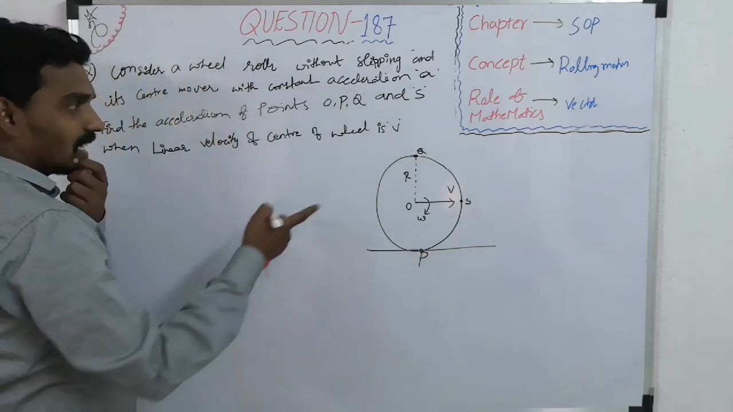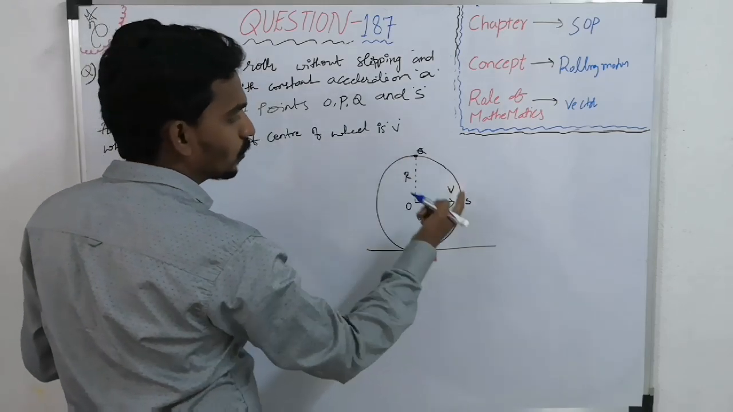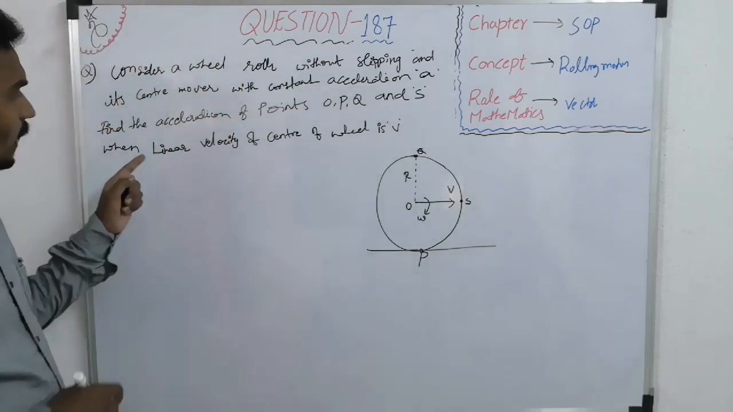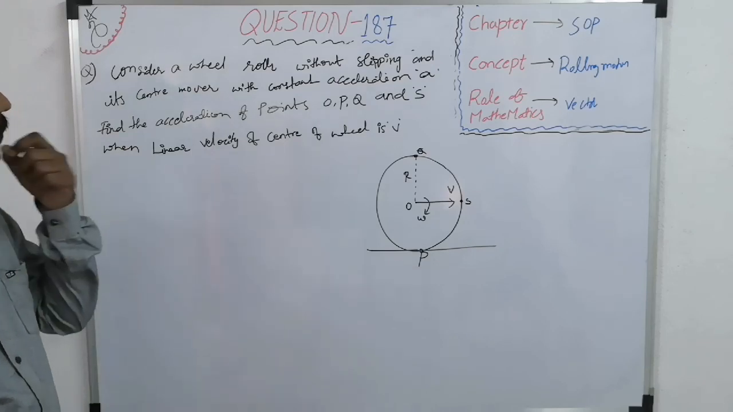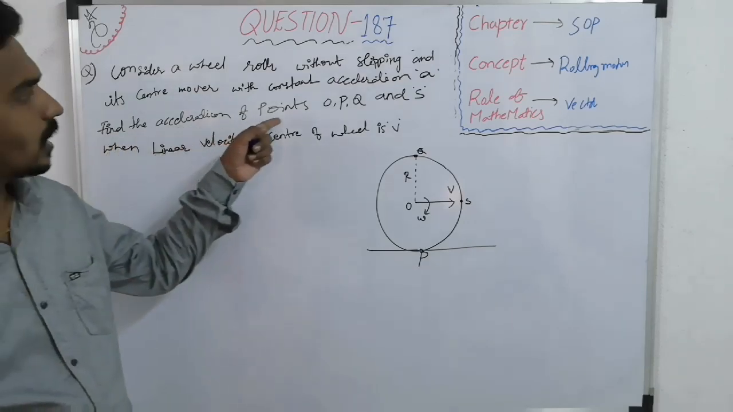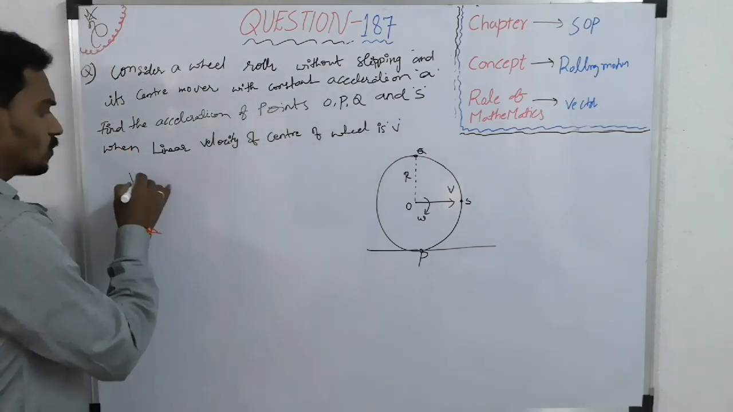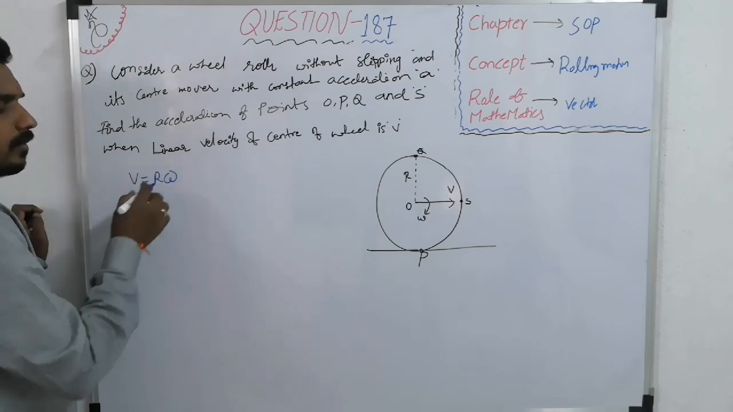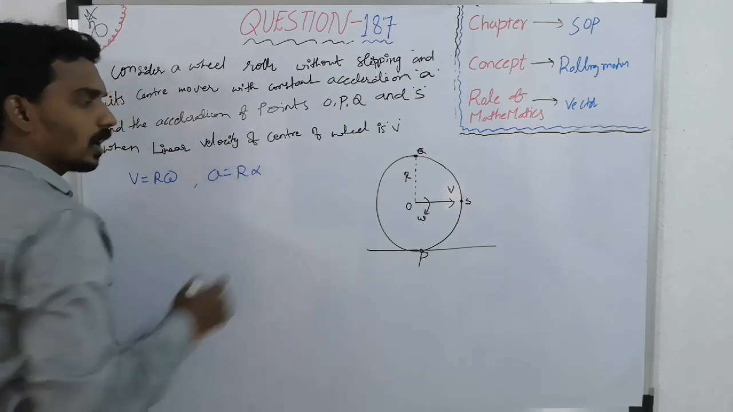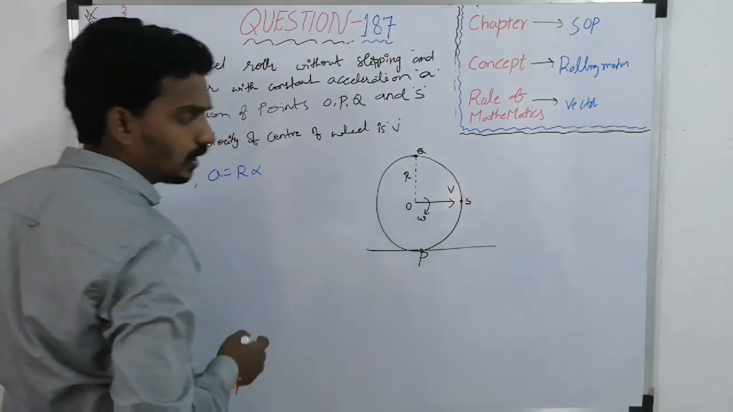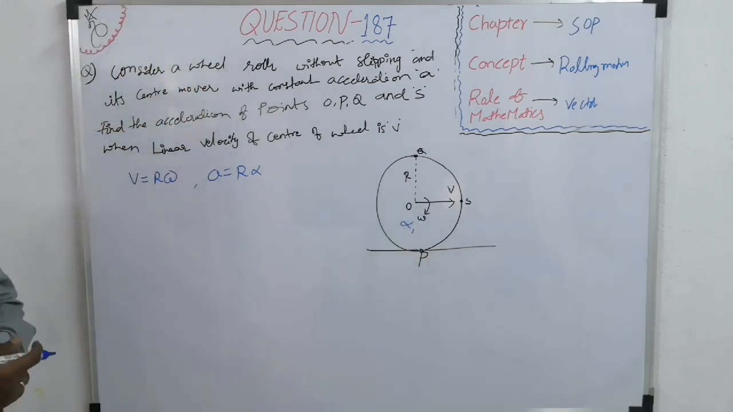They have taken four different points: the center, the point of contact, the topmost point, and one horizontal point. When the linear velocity of the center of mass of the wheel is v, they are asking to find the acceleration of points O, P, Q and S. See, v equals r omega, where r is the radius and omega is the angular velocity, and a equals r alpha, where alpha is the angular acceleration.